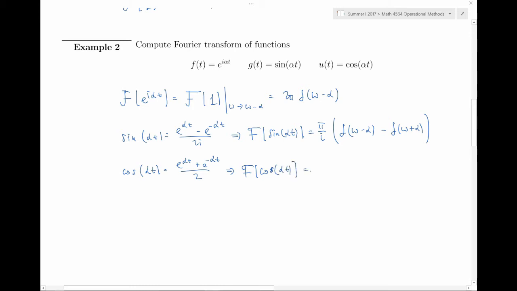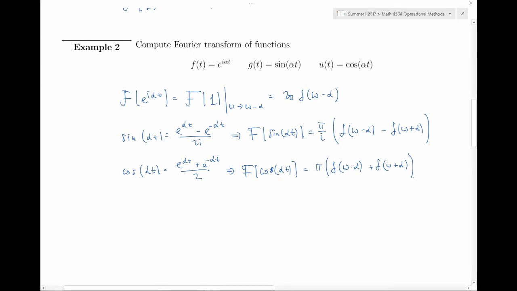So it's going to be 2 pi over 2, so it's just pi times a delta function of omega minus alpha plus a delta function of omega plus alpha. We can view it in this way. The Fourier transform tells us which frequencies are present in the signal, and both sine of alpha t and the cosine of alpha t have only one frequency present in it, the frequency alpha.